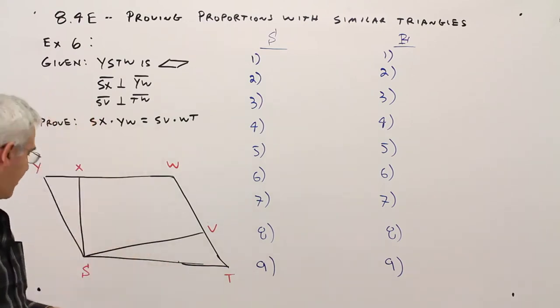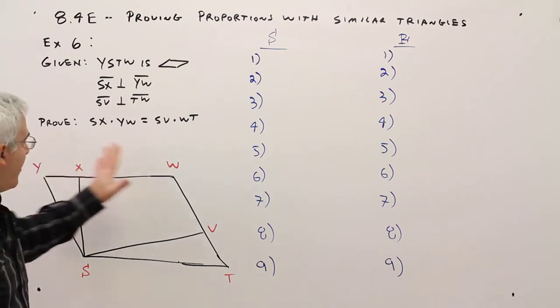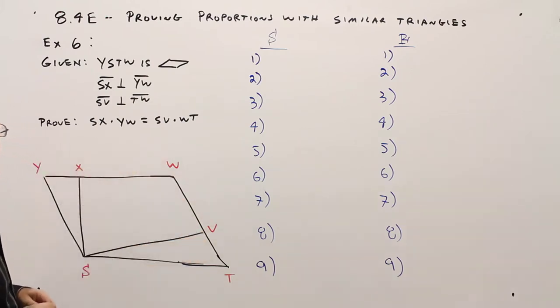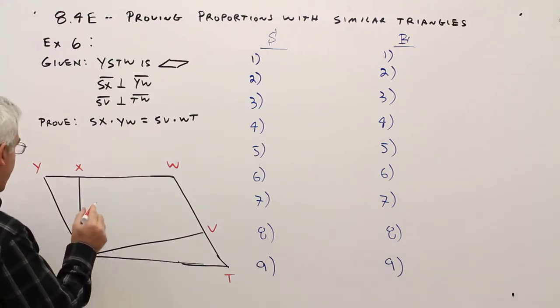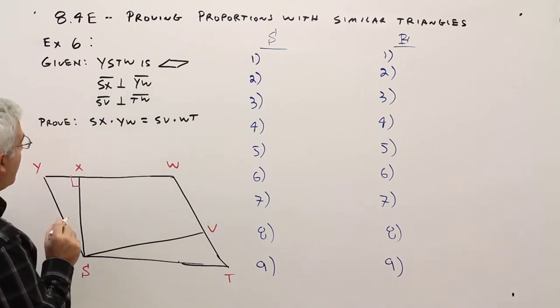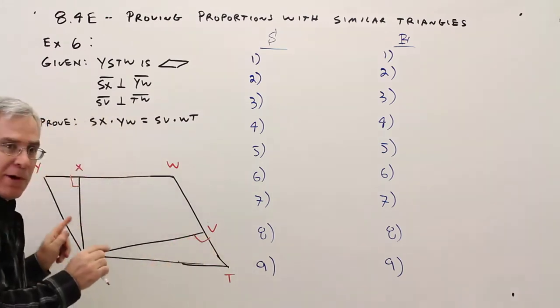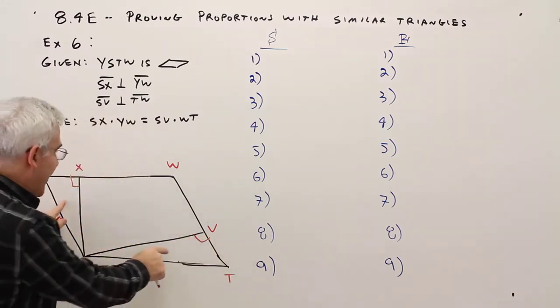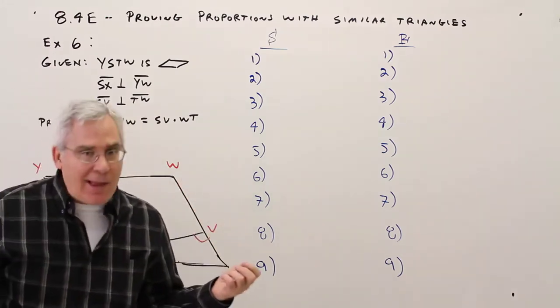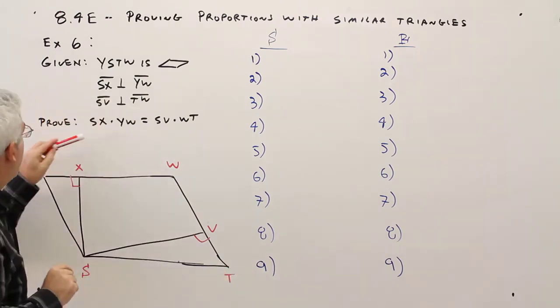All right, this is example 6. I'll mark it up as we go. Given YSTW is a parallelogram, that's this big figure. SX is perpendicular to YW. And SV is perpendicular to TW. Notice I marked those right angles inside of those triangles because I just think I'm going to be going for triangles. All right, so this is the tricky thing.